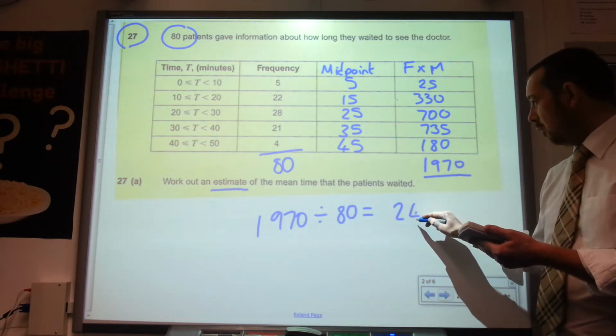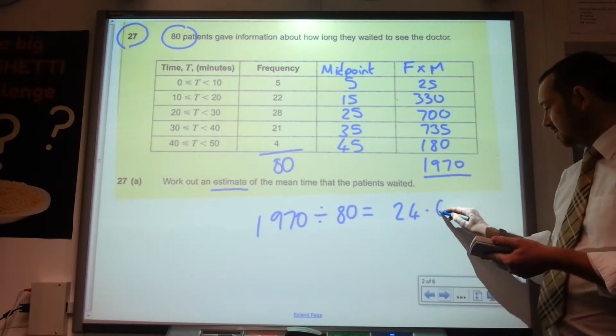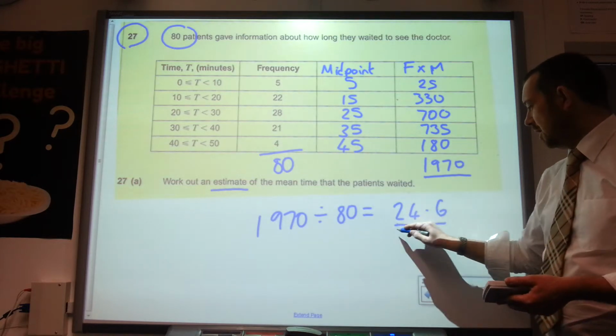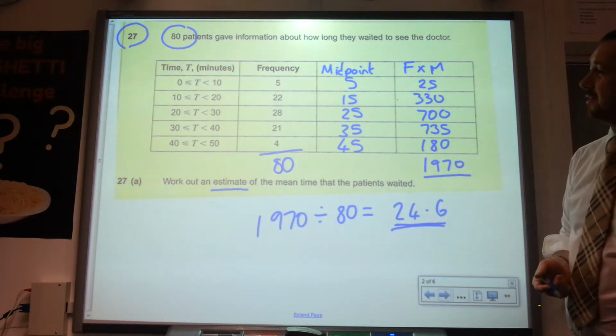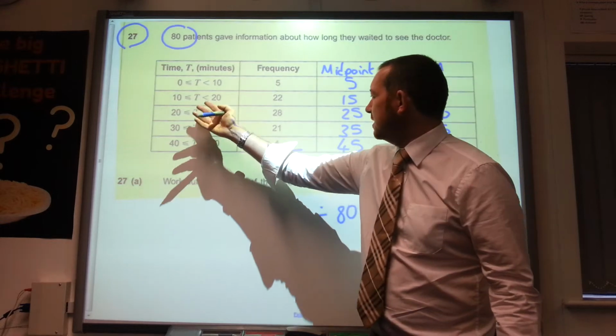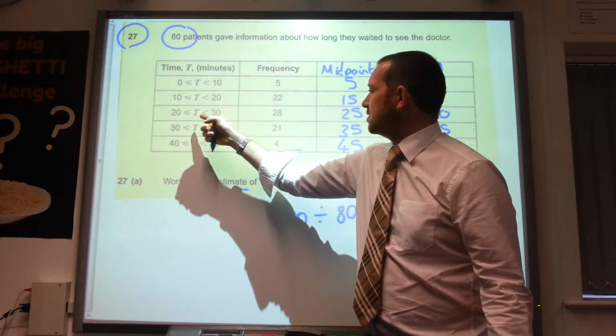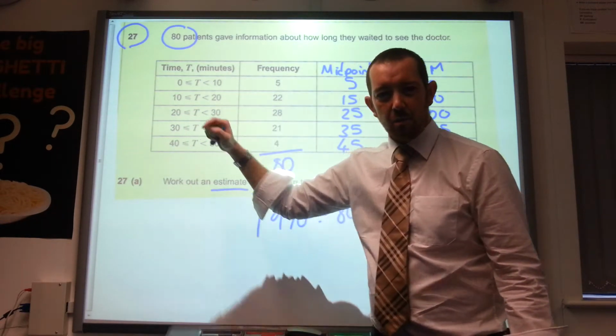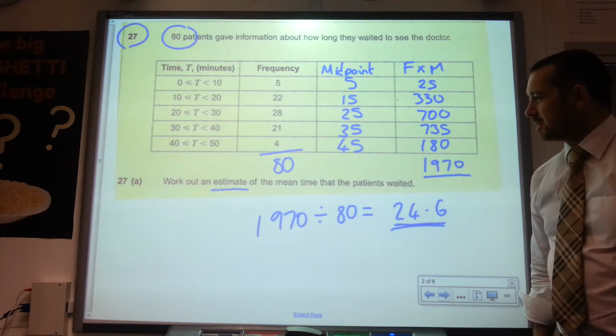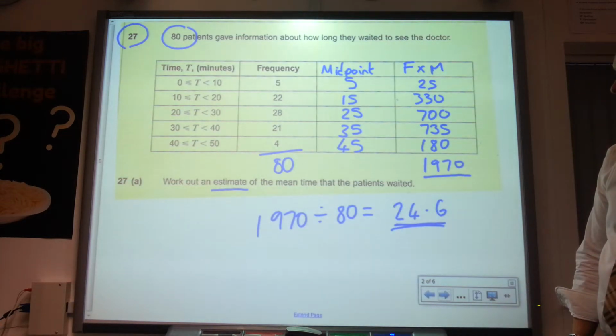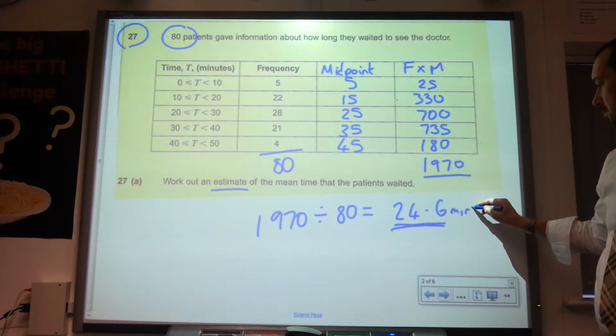It's 24.6 to 1 decimal place. 24.6 minutes that they waited. And that looks about right. It's in the mix there. Quite a lot of numbers around here, so I expect it to be around there somewhere. 24.6 minutes on average people waited.